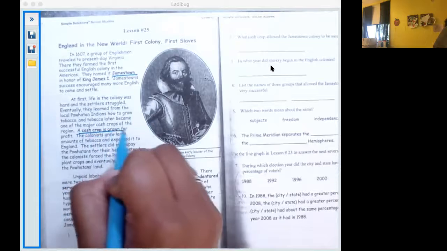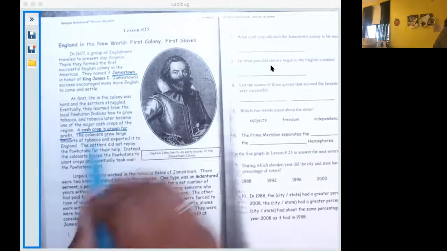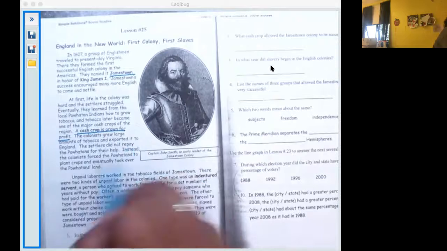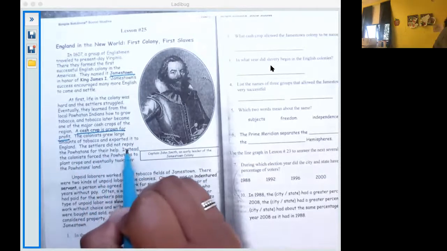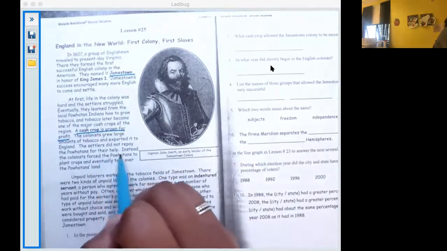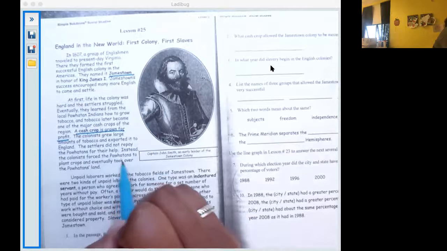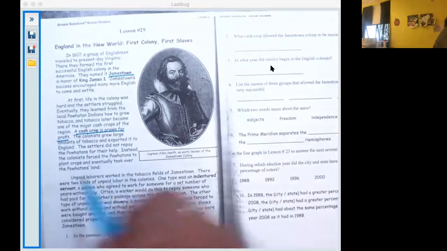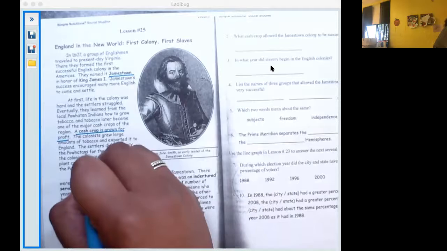A cash crop is grown for profit. The colonists grew large amounts of tobacco and exported it to England. The settlers did not repay the Powhatans for their help. Instead, the colonists forced the Powhatans to plant crops and eventually took over the Powhatans' land. I want you all to put a box around that word forced, okay?